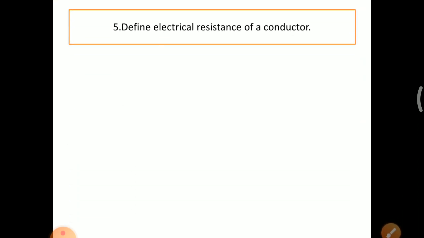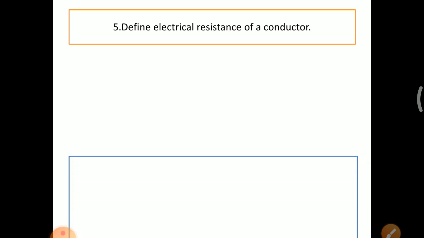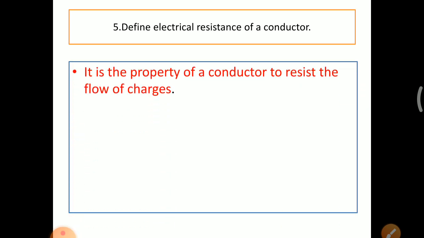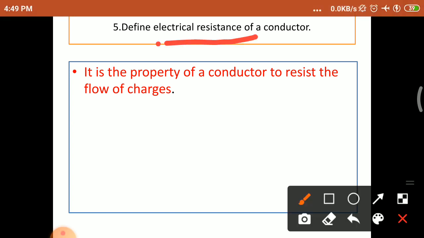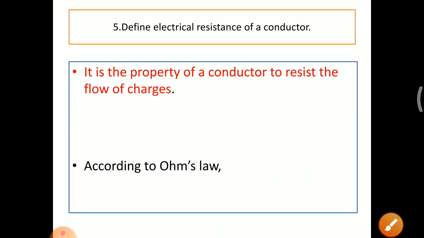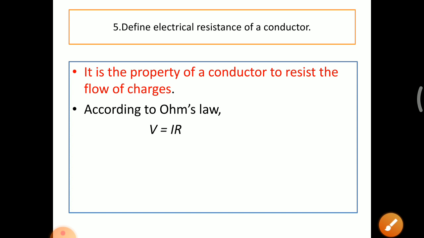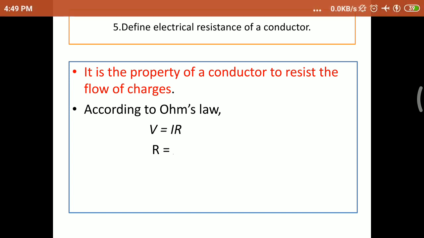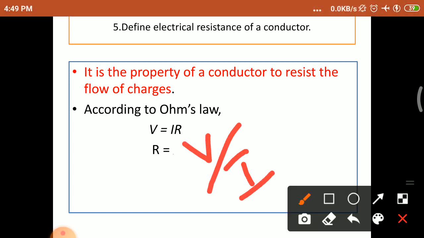The next question: define electrical resistance of a conductor. So what is meant by electrical resistance of a conductor? It is a property of a conductor to resist the flow of charge. The resistance is nothing but it always resists the flow of charge. So it is a property of a resistance. According to Ohm's law, V equal to IR, we know that R equal to V by I. So you have to write these two equations.